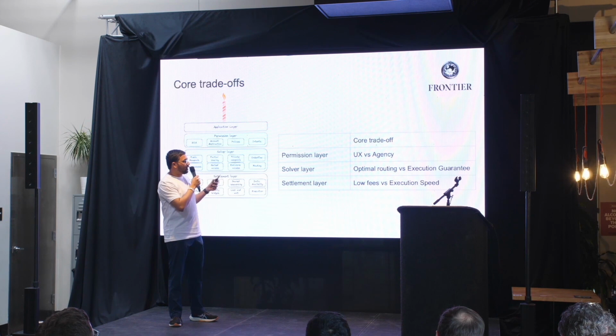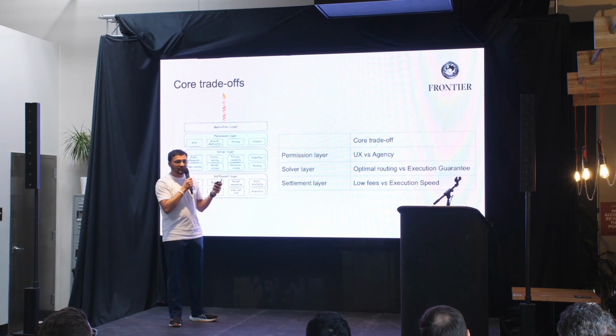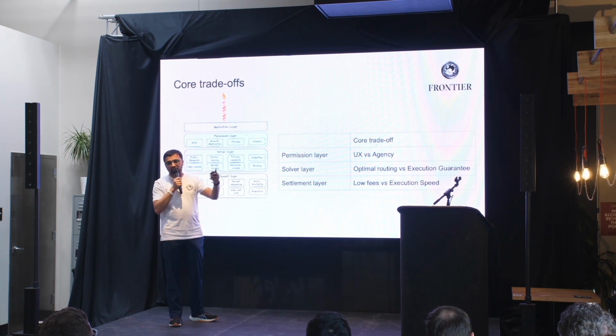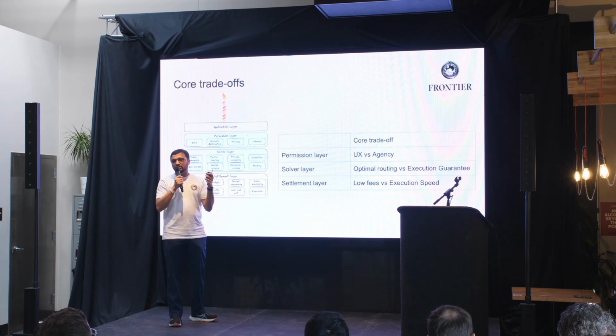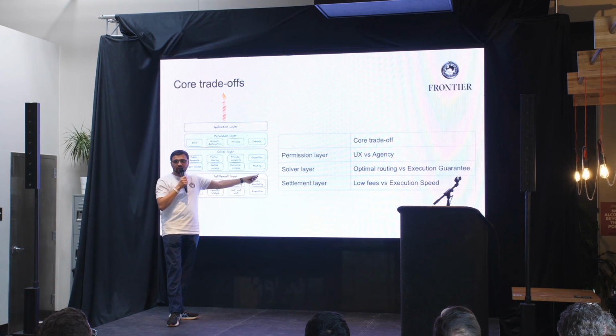If you want to find the best price, if you want to find the best route, what you would do is bring in a lot of solvers. You would say, hey, give me the best price, compete against each other. But if you do that, then other solvers can front run that transaction and reduce execution guarantee. And so you need to make a trade-off on how much information to reveal to resolve this.